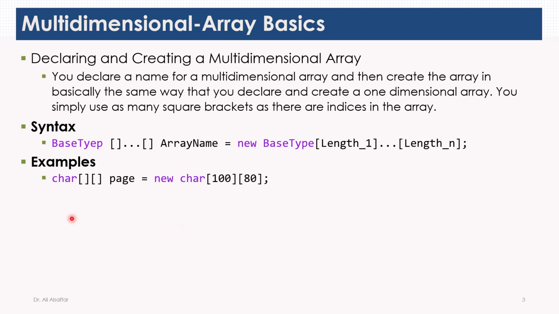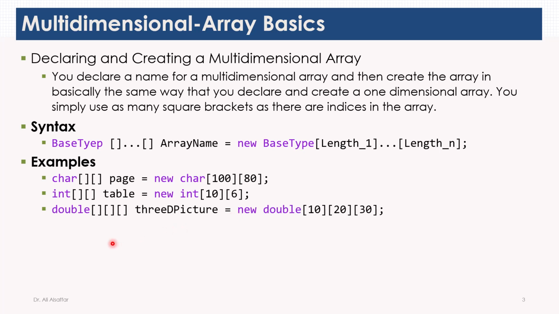Here are some examples. Here we have an array of two dimensions of type char. The first dimension is 100 and the second dimension is 80. So this is like a two-dimensional array, so you can visualize this array in a tabular form, where this dimension is the number of rows and this dimension is the number of columns. So here we have 100 rows and we have 80 columns. Another example, an array of type integer, we call it table. Again, it has two dimensions, so we can visualize it as a table where the number of rows is equal to 10 and the number of columns is equal to 6.